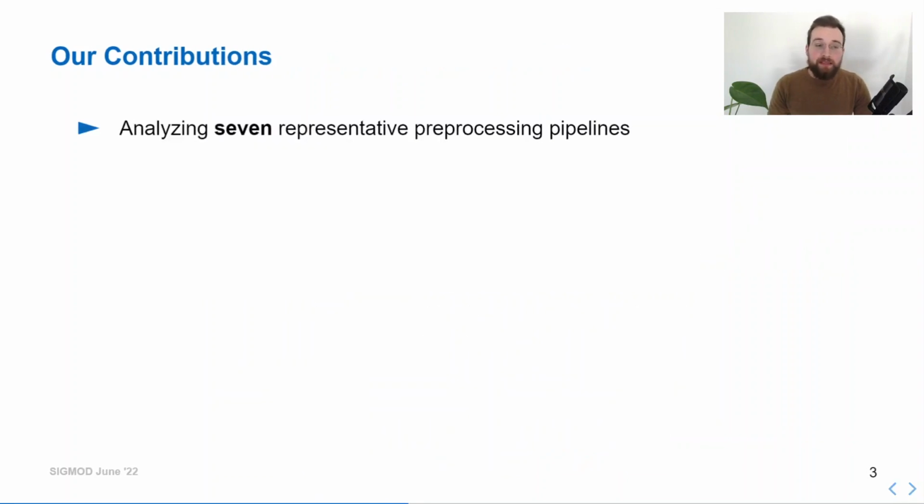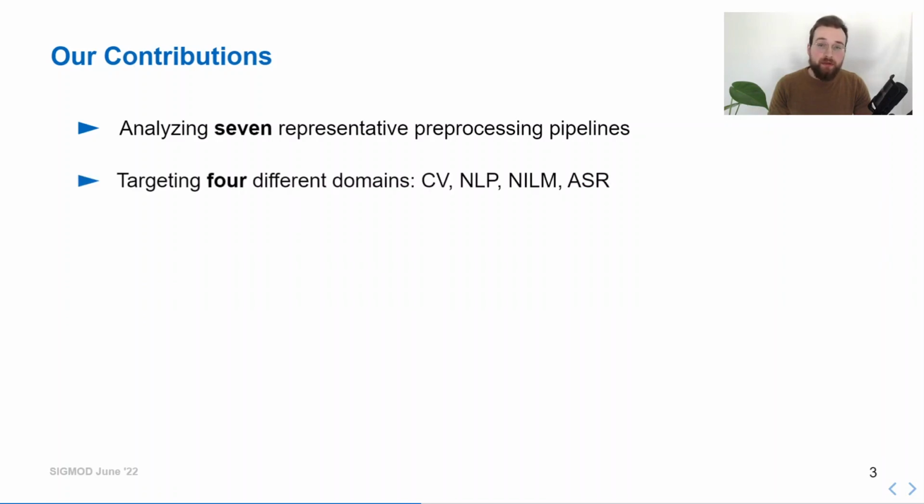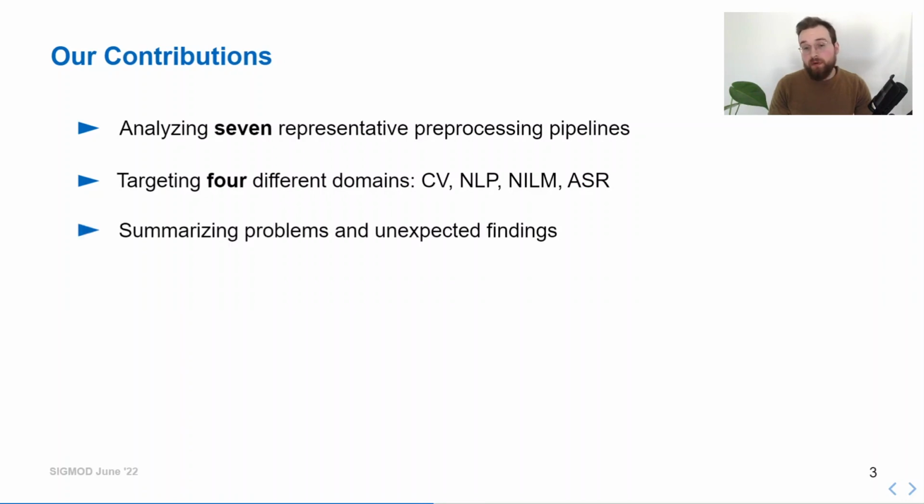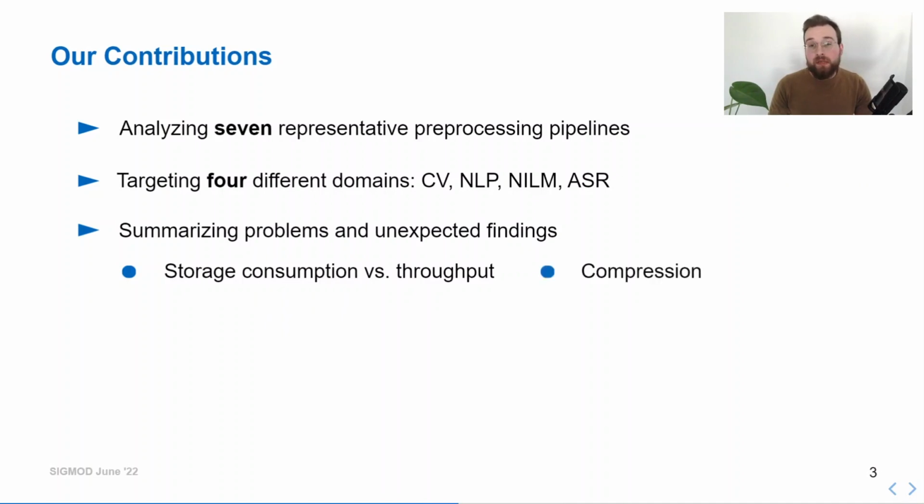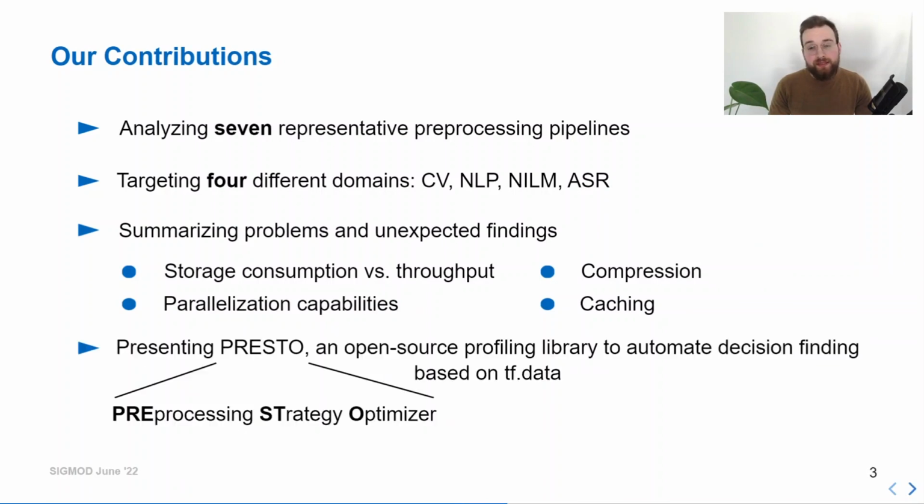First, we analyzed 7 representative preprocessing pipelines in total. We targeted 4 different domains: CV, NLP, non-intrusive load monitoring, abbreviated by NILM, and automatic speech recognition, abbreviated by ASR. We summarized the problems and the unexpected findings from the storage consumption and throughput trade-off, how well compression can speed up the pipeline, how well parallelization works in practice, and how caching affects the throughput and how it can be used to detect bottlenecks. Finally, we present PRESTO, the Preprocessing Strategy Optimizer, an open source profiling tool that helps you automate the performance tuning based on the TF data framework.